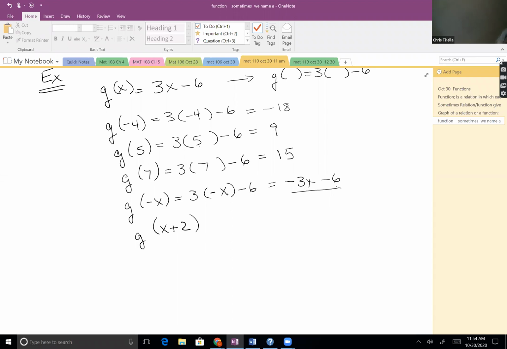And in the next one, g of x is 3 times x minus 6. But instead of just having an x in there, I have an x plus 2. The way this one is written, does everybody see the need to distribute? 3x plus 6 minus 6. And so here I just have the expression 3x.